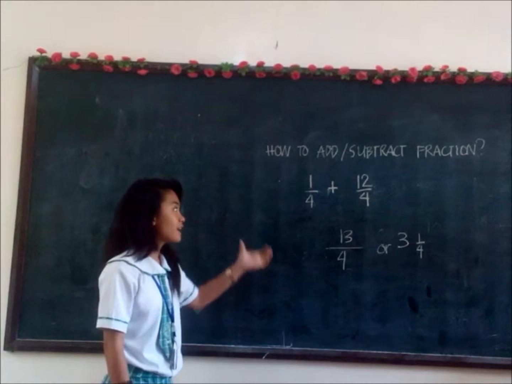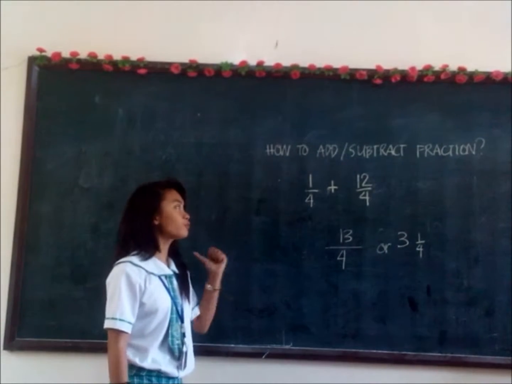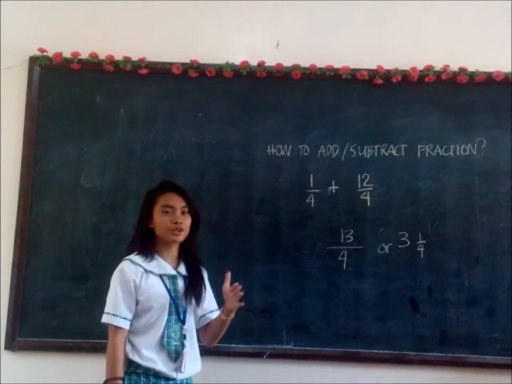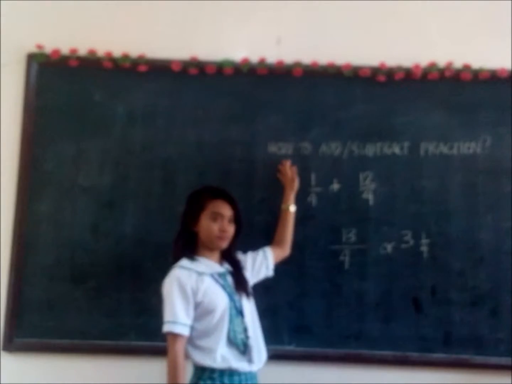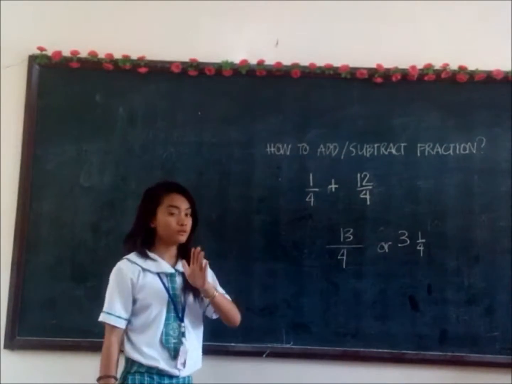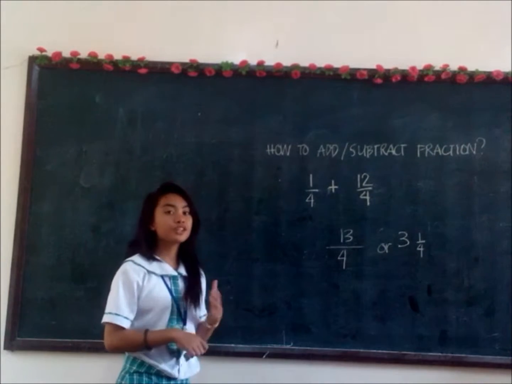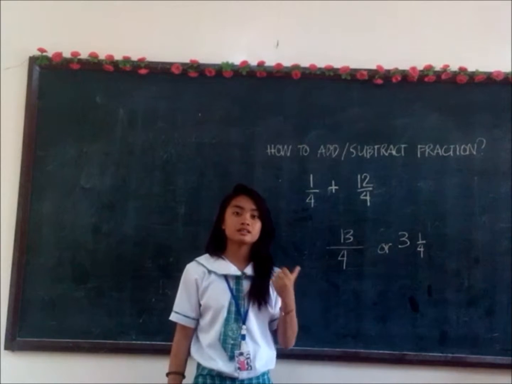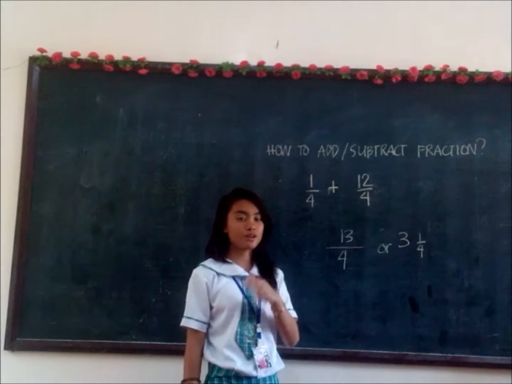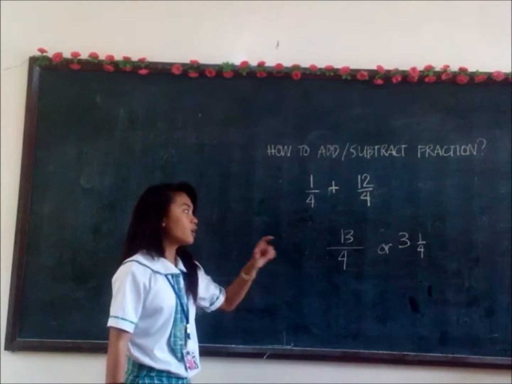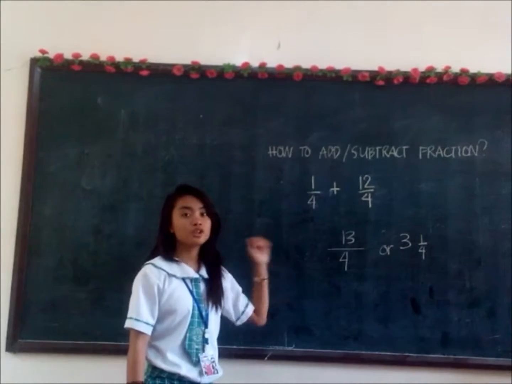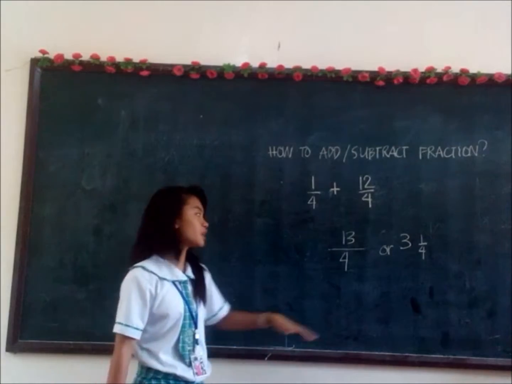Subtract fractions. For this case, we have 1/4 plus 12 over 4. If you have the same denominator, you simply add the numerators, 1 and 12. So your answer will be 13 over 4. Remain or don't change the denominator because it's the same. If you want a mixed form, you can simply divide your numerator and denominator. So you come up with 3 and 1/4.